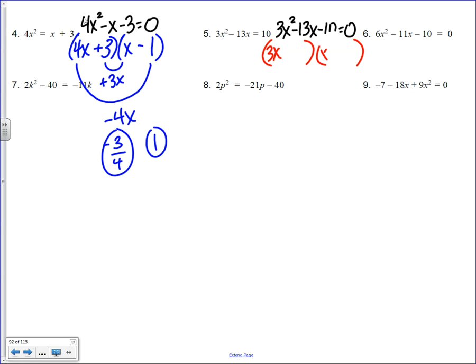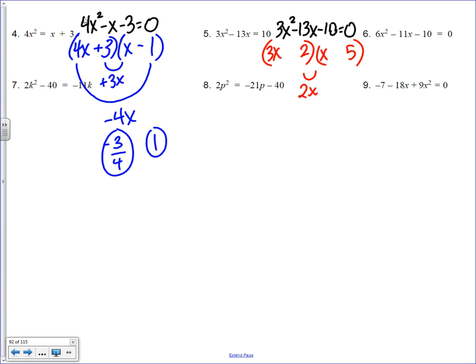But we're going to have to guess on that 10 up there. It's either going to be 10 and 1 or 2 and 5. I think I'm going to guess the 2 and the 5. Again, you have to be willing to erase and redo it if you don't get the right factors the first time. I want to do 2 and 5. Let's do the 2 here and the 5 here.